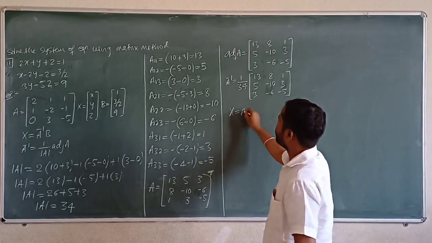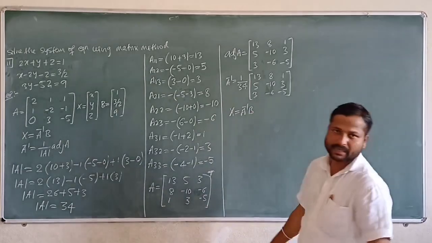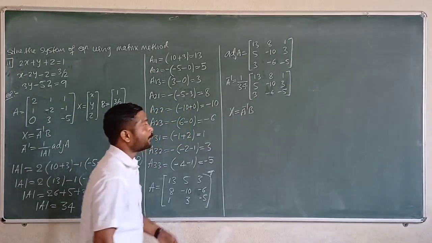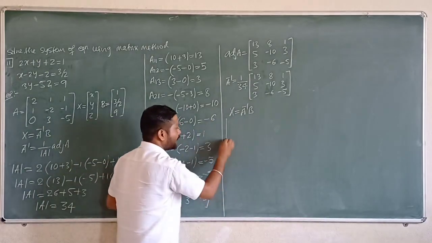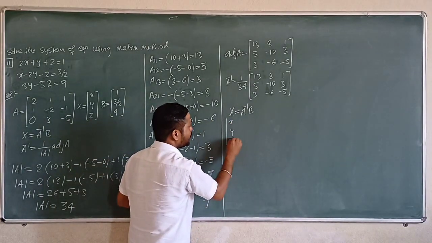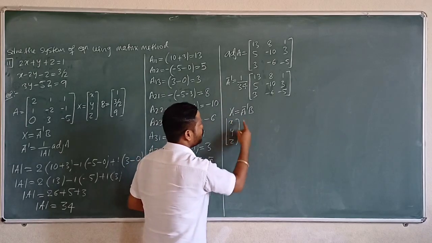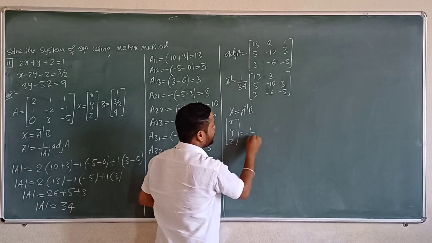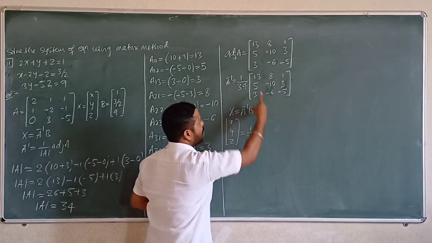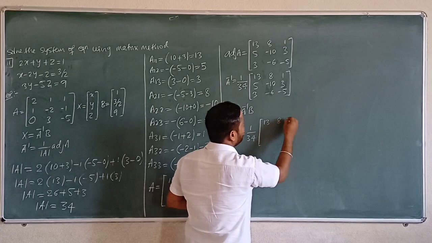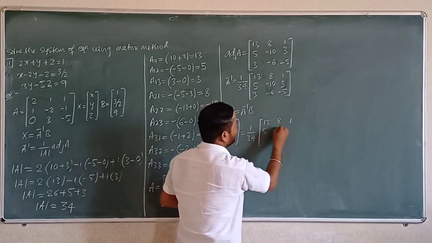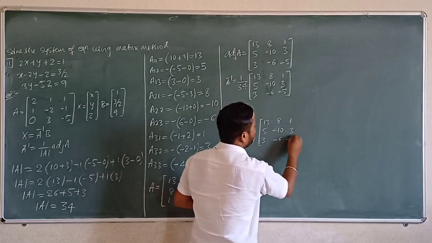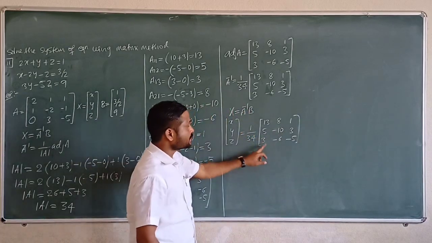Next one is the matrix method. X is equal to A inverse into B. X meaning the variables here: X, Y, Z variables is equal to A inverse times the answer here. Take 1 divided by 34 into the adjoint: 13, 8, 1. Next 5, minus 10, 3. Next 3, minus 6, that is minus 5. Now A inverse is over.